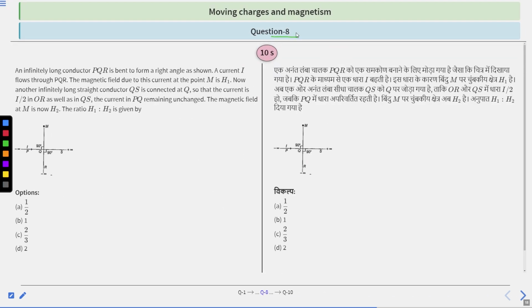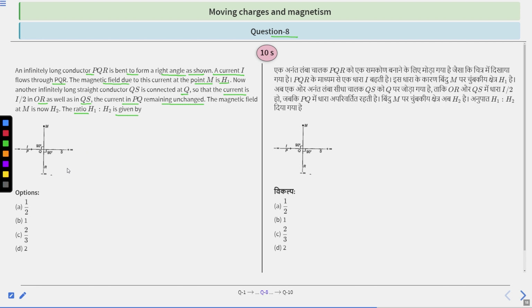Question 8. Question is, an infinitely long conductor PQR is bent to form a right angle as shown in figure A. A current I flows through PQR. The magnetic field due to this current at the point M is H1. Now another infinitely long straight conductor QS is connected at Q, so that the current is I by 2 in QR as well as in QS. The current in PQ remaining unchanged. The magnetic field at M is now H2, and the ratio of H1 to H2 is given by what?